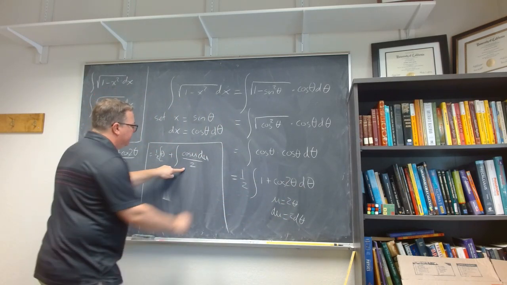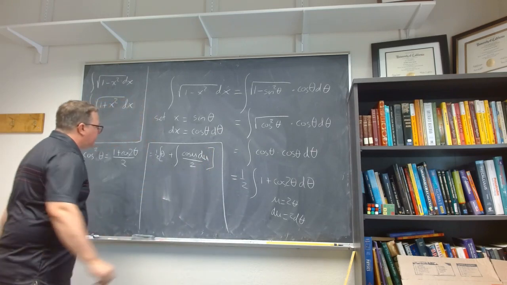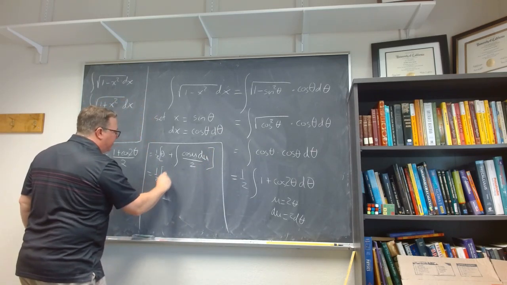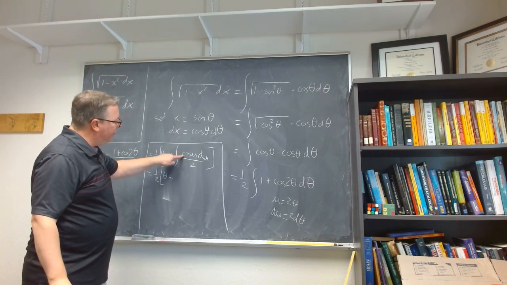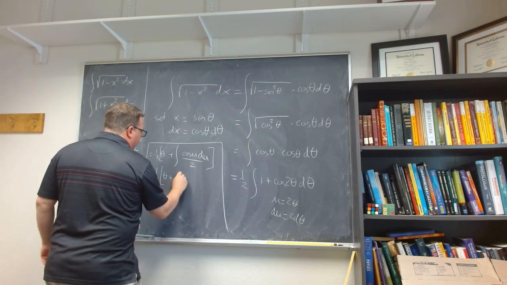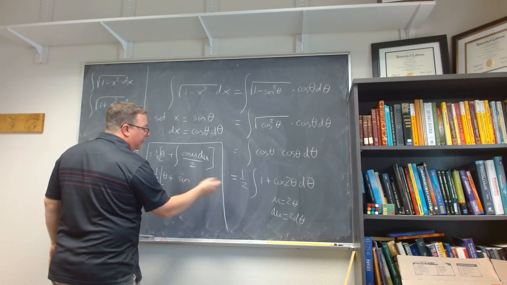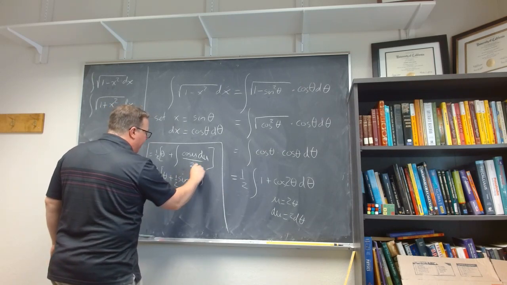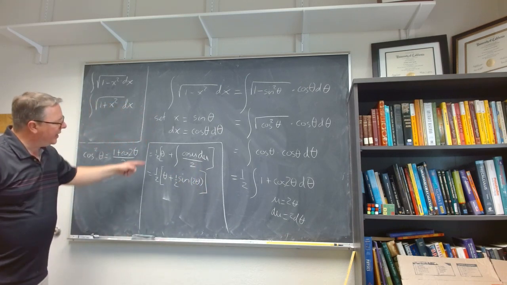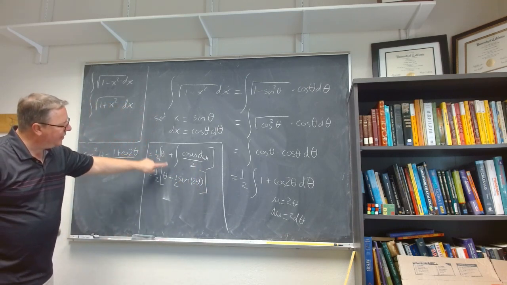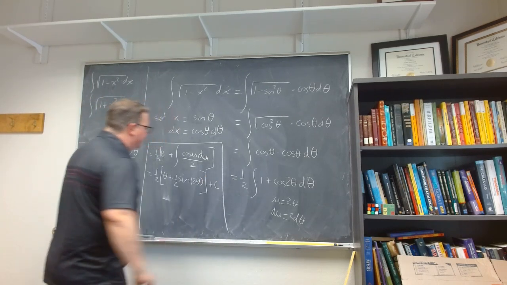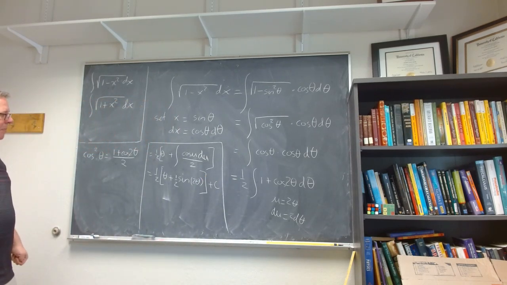So right here, which is going to be 1/2 of theta. The integral of cosine u is sine u. So I'm just going to get sine of u, and u is 2 theta, with a 1/2. So I get 1/2 of theta plus 1/2 of sine of 2 theta plus c, our constant.